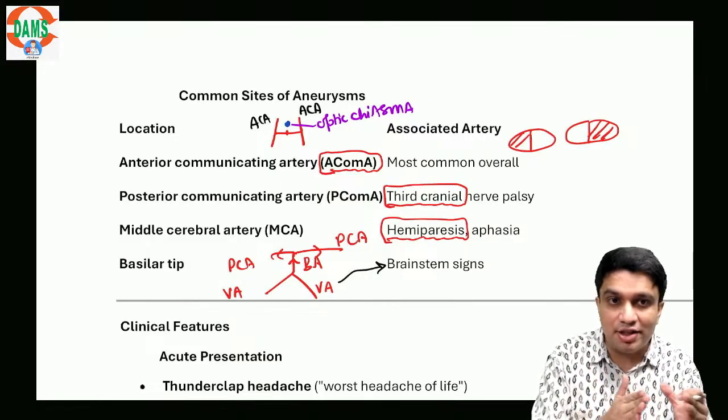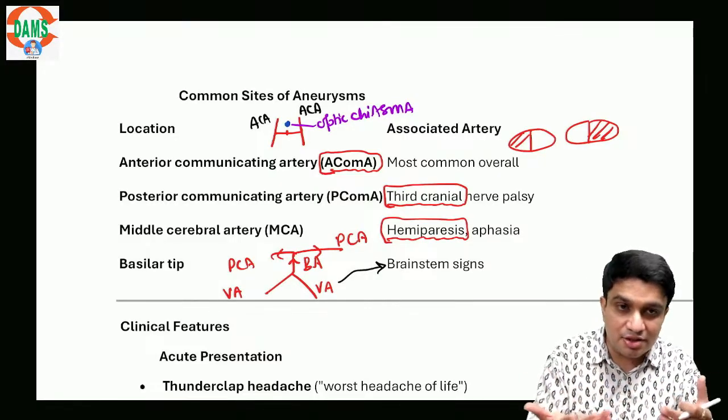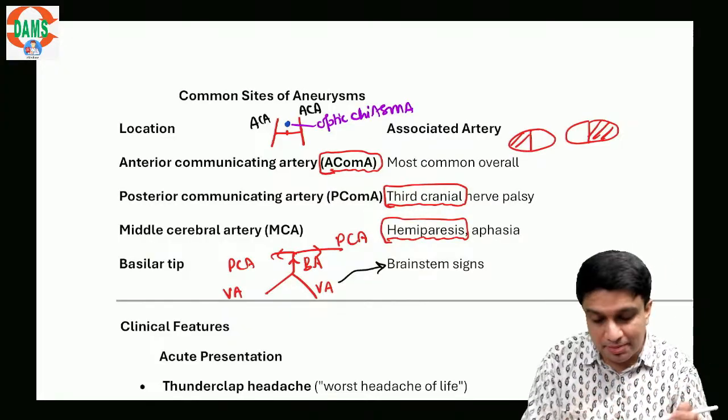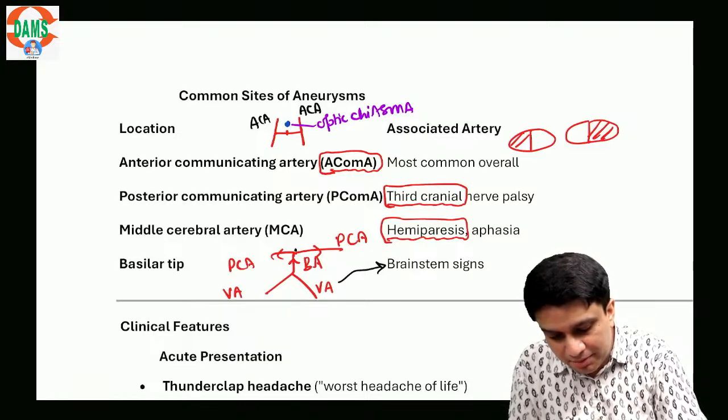So you should track it down like this. The patient had SAH, now he's having brainstem symptoms. Where is the aneurysm? On the basilar tip, on the back side. Over here maybe.